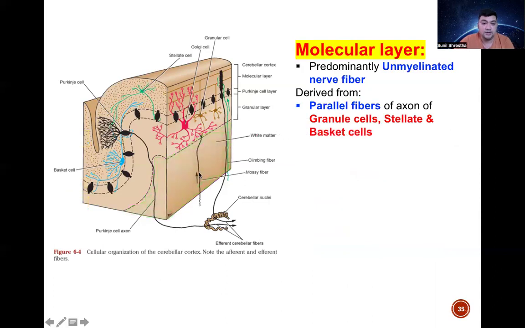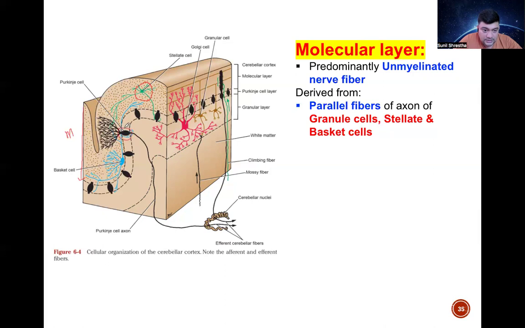Now the molecular layer is the outermost layer present in the cerebellum. In this layer there are basically nerve fibers, unmyelinated nerve fibers. These nerve fibers are derived from the parallel fibers, the axons of the granule cells, and from the stellate and basket cells. If you see this layer, this one is the stellate cell.